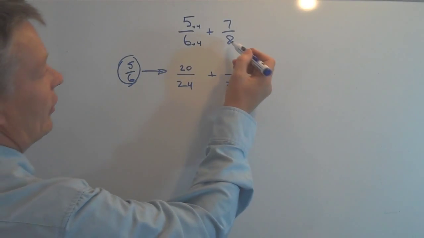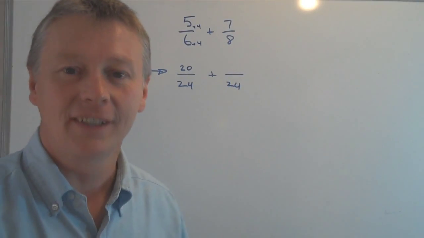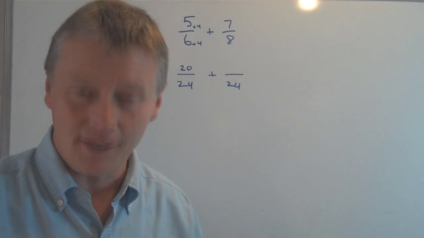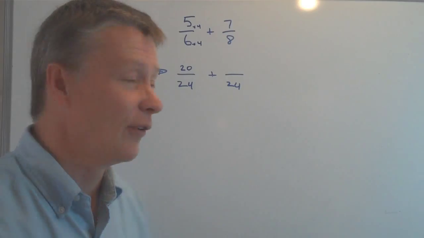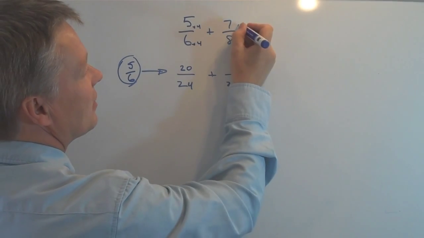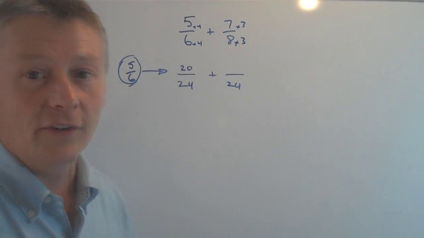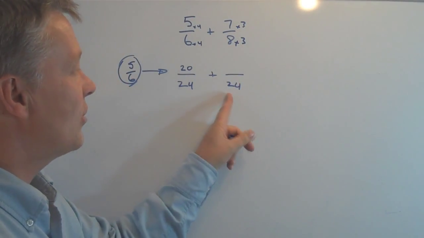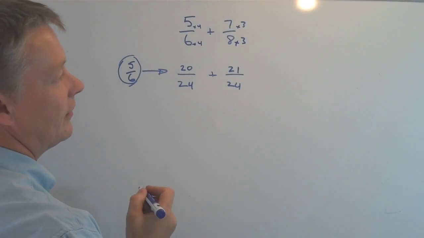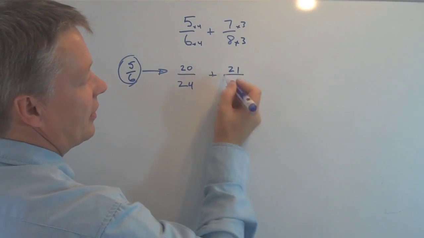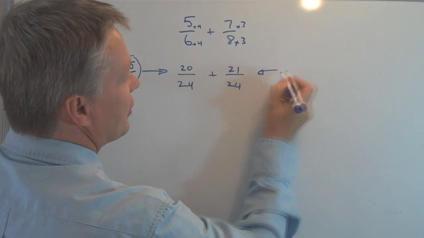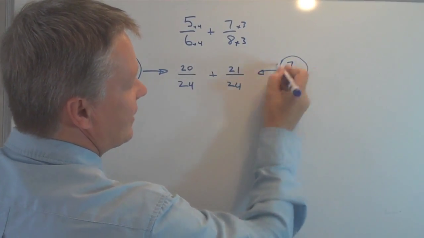Okay, so the same with 8. How have I multiplied 8 in order to get to 24? Well, 8 times 3 is 24. So 8 times 3 there, I need to also times 3 at the top. So 8 times 3 is 24, which is fine. 7 times 3 is 21. So this fraction, 21 over 24, is the equivalent fraction to 7/8.